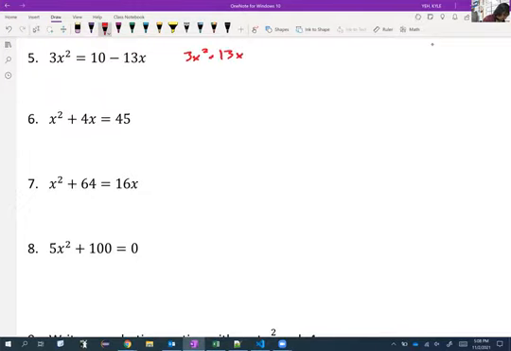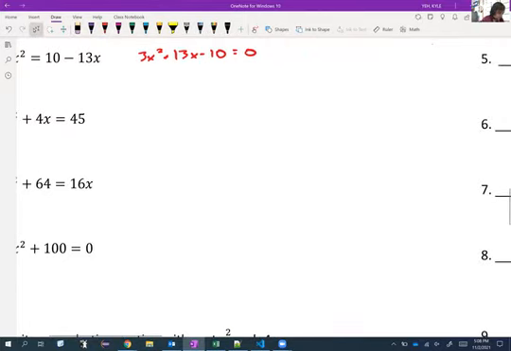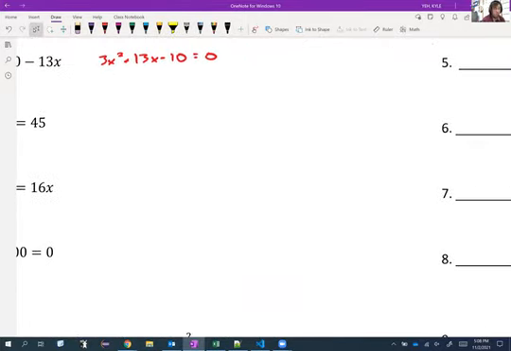So I'm going to add the 13x over, subtract the 10. And it has a leading coefficient of 3. We have 3x squared. So how do we handle that? It's the one that's a little bit harder, but it's just grouping. So a times c equals negative 30. I need two numbers that multiply to be negative 30, add to be 13.